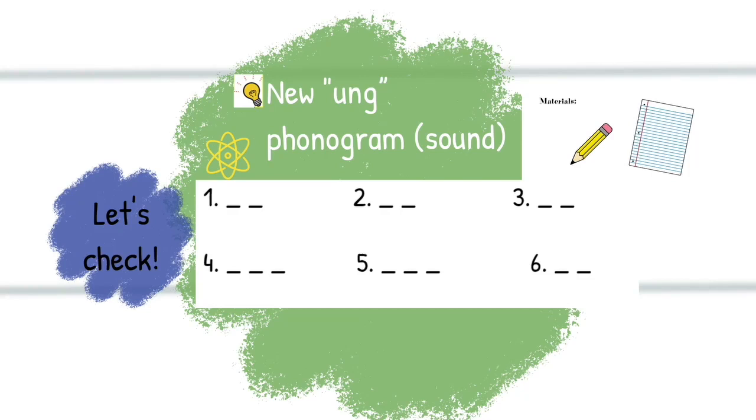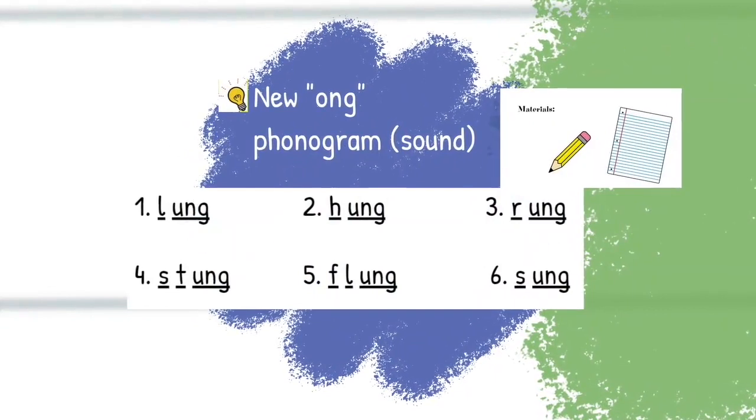Stung. Number 5, flung. Like the ball flung across the court. Flung. Ung. And the last word here is sung. Sung. Ung. Let's check your work with our new sound.